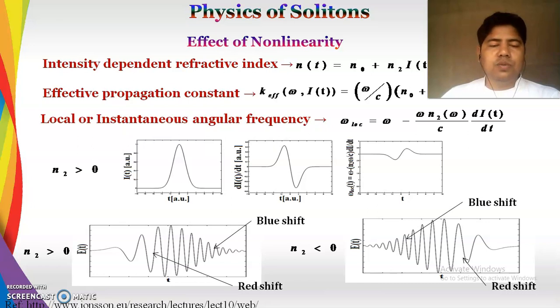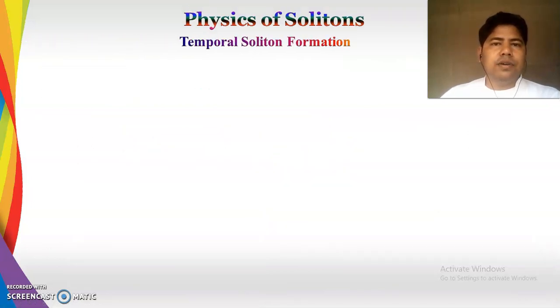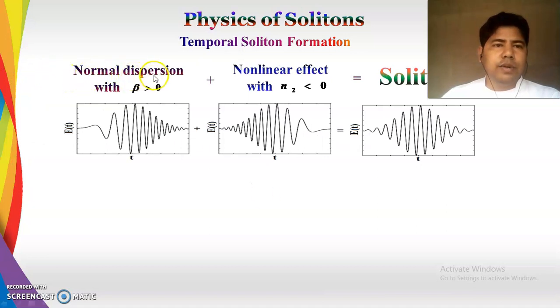So we'll now be combining these two quantities, the dispersion as well as the nonlinearity, and then we'll see what happens. For temporal soliton formation, when there is normal dispersion, beta 2 greater than 0, the leading part will be red shifted and the trailing part will be blue shifted. And when there is a nonlinear effect with n2 negative, the leading part will be blue shifted and the trailing part will be red shifted, totally opposite to each other.